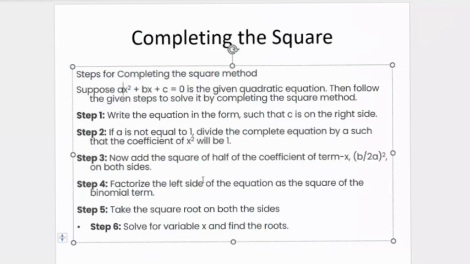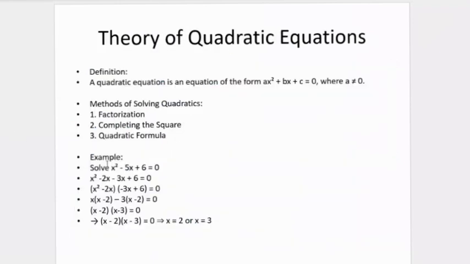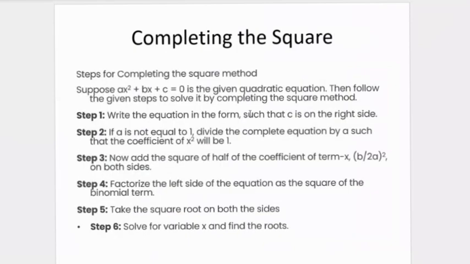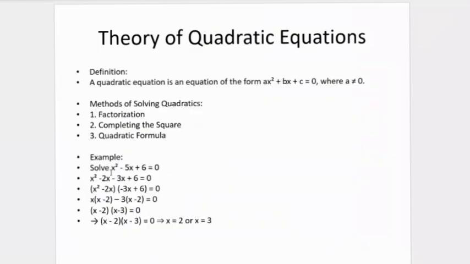Step 2, if a is not equal to 1, divide the complete equation by a such that the coefficient of x squared will be 1. In using the completing the square method, it is very important that the coefficient of x squared is 1. Now, in the previous example we did, it was already 1. So we're going to use completing the square to do this, and then we'll look at another example so that it becomes clear that both methods give the same answer. We will skip this step because here the coefficient of x squared in this equation is already 1.